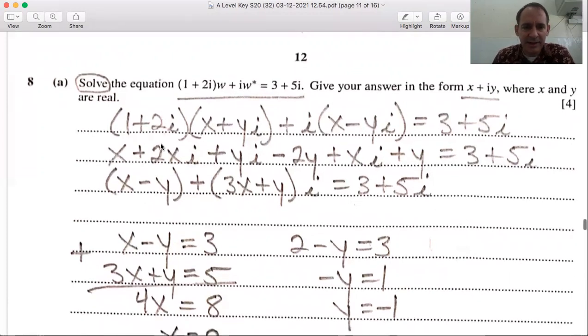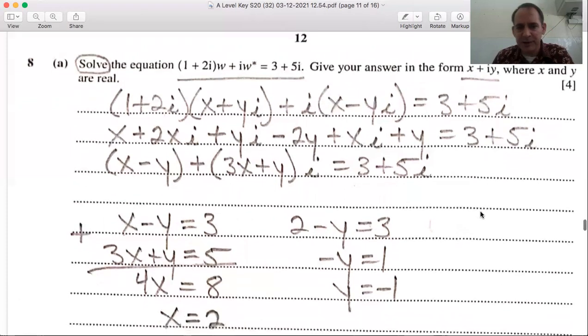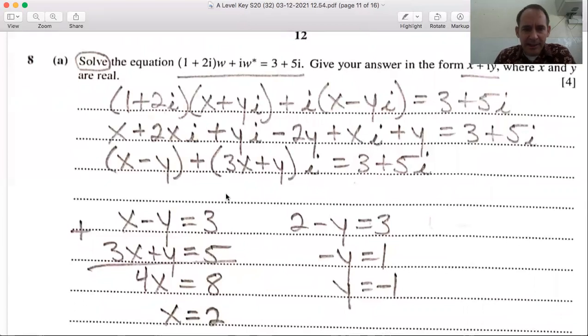Then multiply everything out. So use your smiley face method over here. You get x plus 2xi plus yi minus 2y. Don't forget that i squared is negative 1. And then when you multiply your i through here, you get xi plus y, because your i squared makes negative 1, which makes this positive. And your 3 plus 5i. Combine your like terms, your reals and your imaginaries together. So you get x, and notice there are two y's here. Negative 2y plus y makes a negative y.